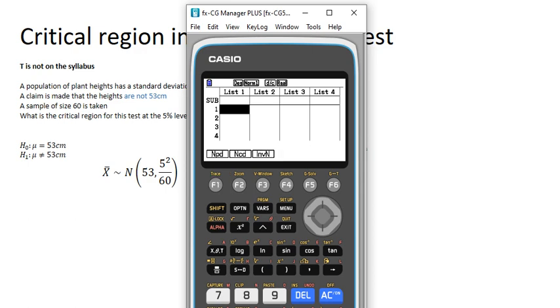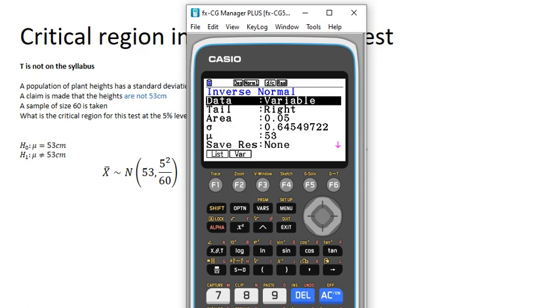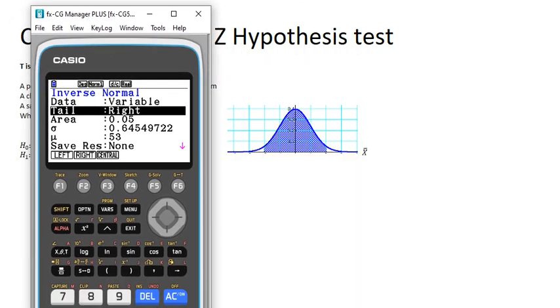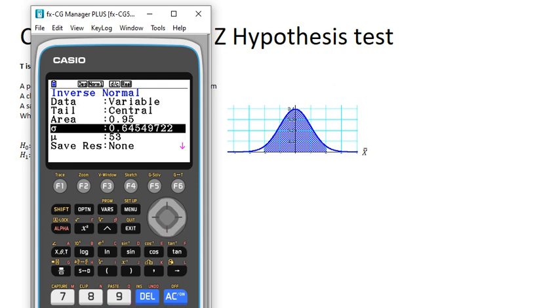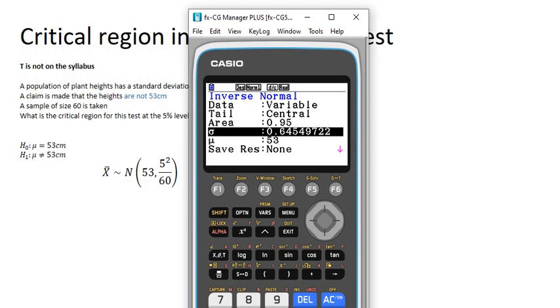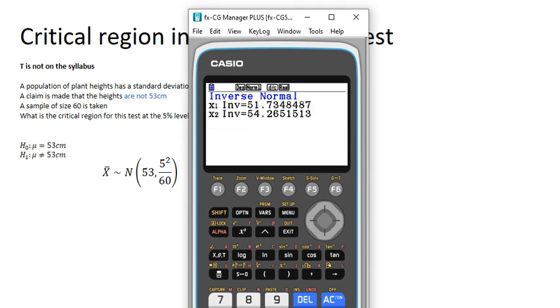Distributions, normal, inverse normal. And this time I'm trying to do this diagram. So I'm going to put a central region in. And rather than 5%, the area I'm after is 95%. The standard deviation is the square root of 5 squared over 60. The mean is 53, press enter.